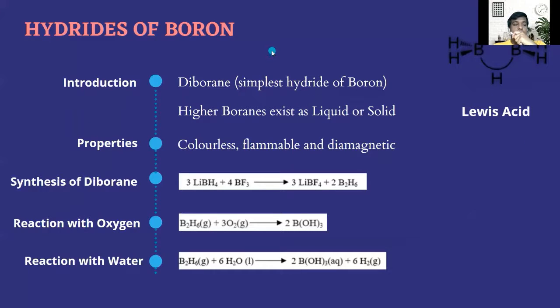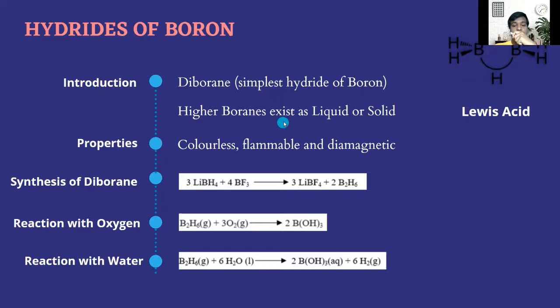The first group 13 hydride that I would like to discuss is hydrides of boron. There are actually a lot of boron hydrides, but the simplest hydride of boron is known as diborane. This compound consists of 2 boron atoms attached to 6 hydrogen atoms, and commonly diborane exists in the form of gas.